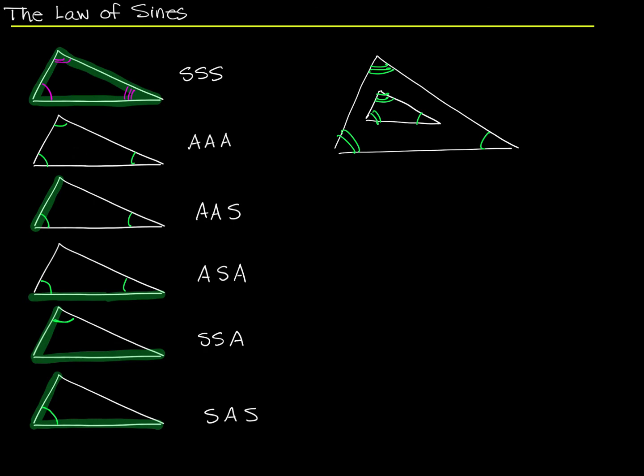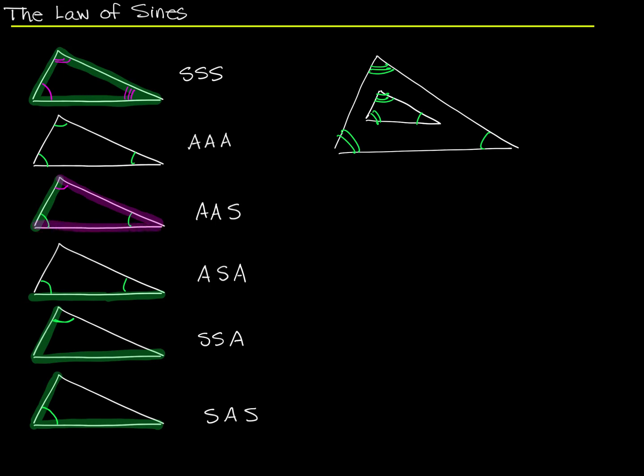You can figure out the missing pieces of an angle, angle, side. If I give you two angles, you can figure out what the third one must be. And once you have three angles, as long as you have one side, you can also figure out what the other two sides are.